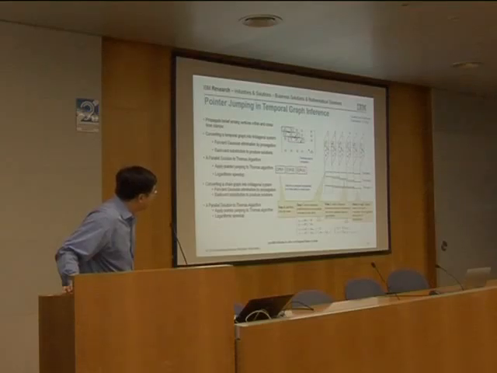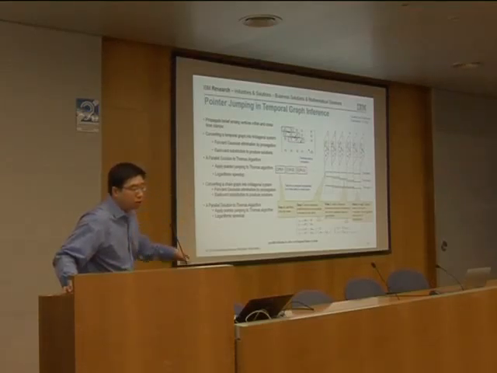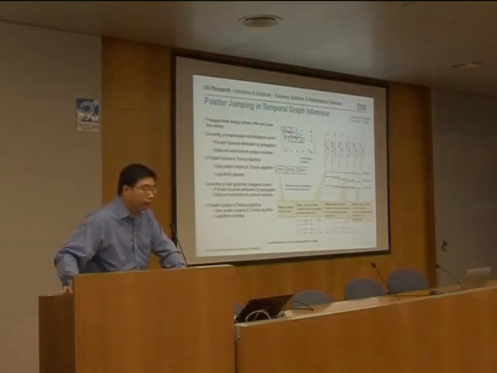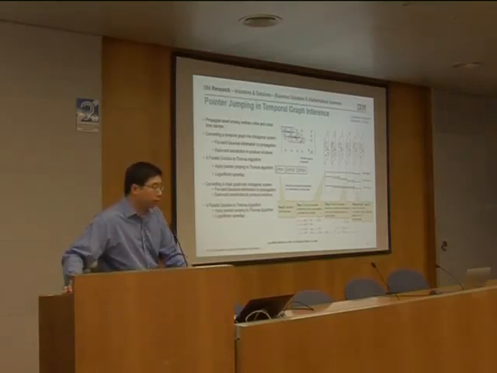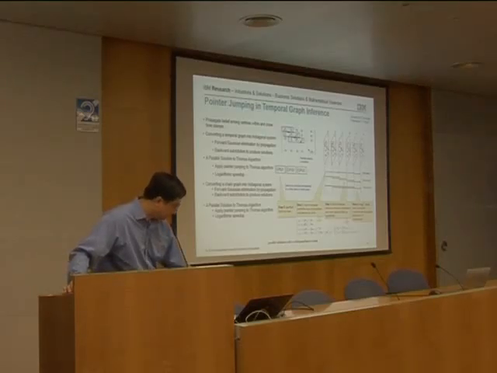And this diagram is an illustration of how we can perform, for example, a random walk over a temporal graph. And this technique can easily be extended to, for example, computing the PageRank over a temporal graph.